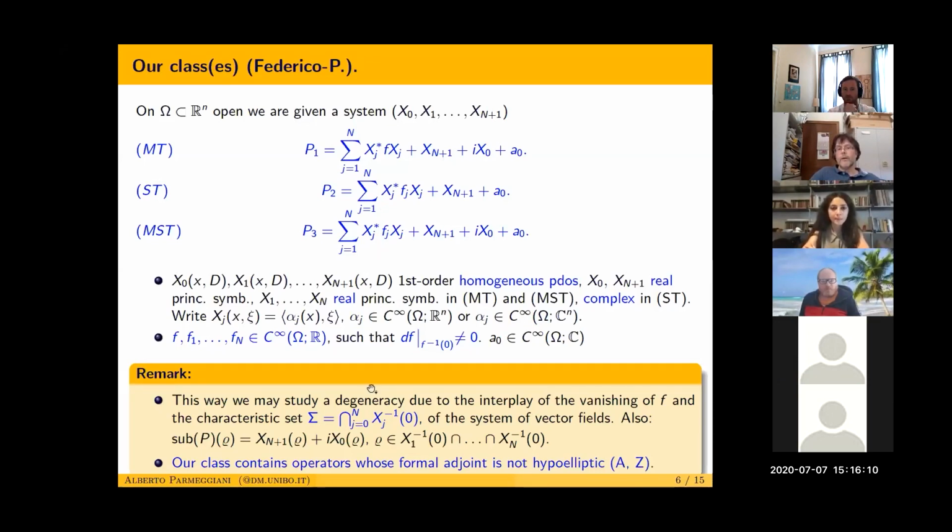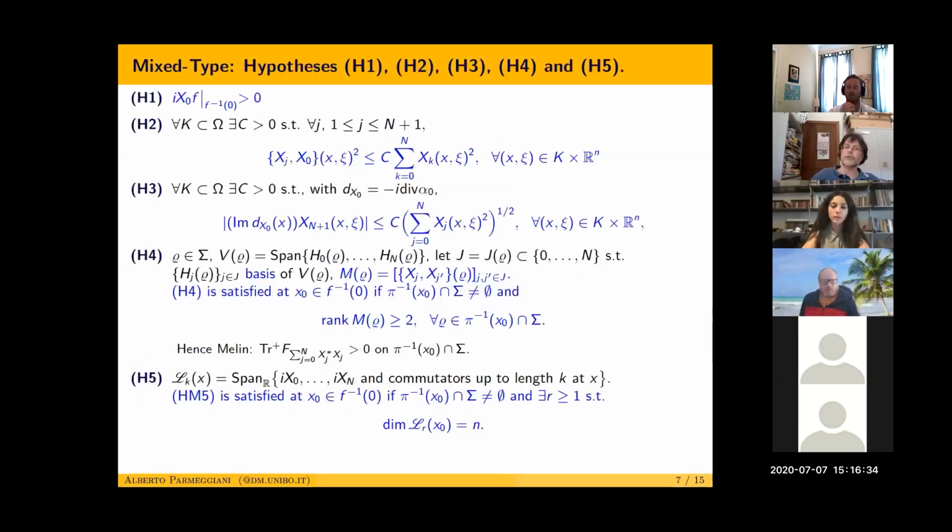And I want to say also that our class contains operators whose formal adjoint is not hypoelliptic. So it is not containing the results by Akamatsu, and it is not containing the results by Zwilly. Akamatsu and Zwilly studied this kind of operator, hypoellipticity. But anyway, it does not exhaust our class.